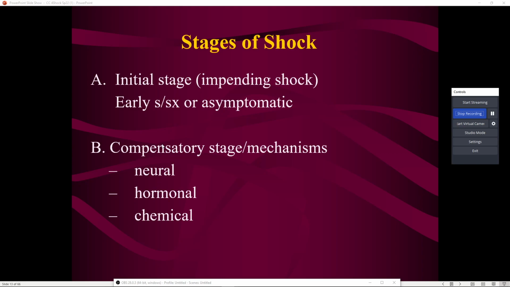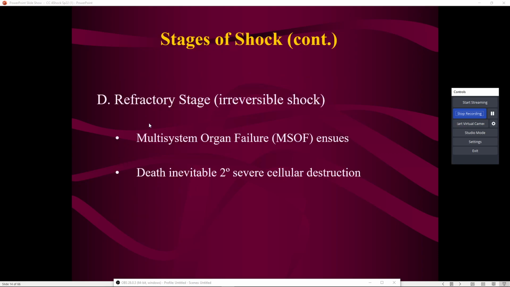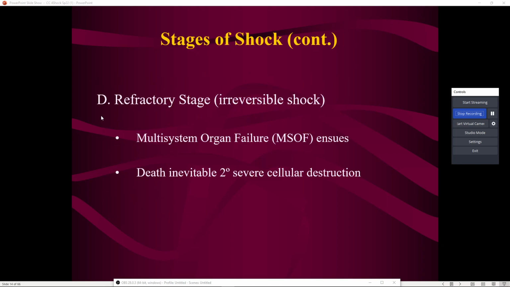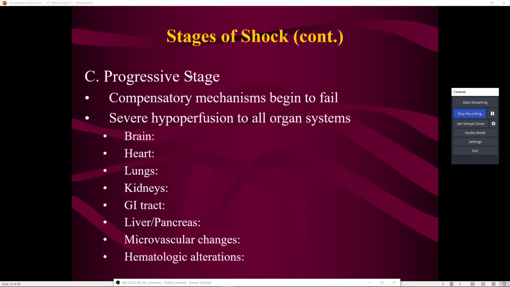The second stage of shock is decompensated shock. The third stage of shock, also called refractory, is irreversible shock. Okay, I'm actually really surprised because you see an A and a B and a D, and I'm 99% sure there's a C. They call C the progressive stage, but really what it is, is the decompensated stage.